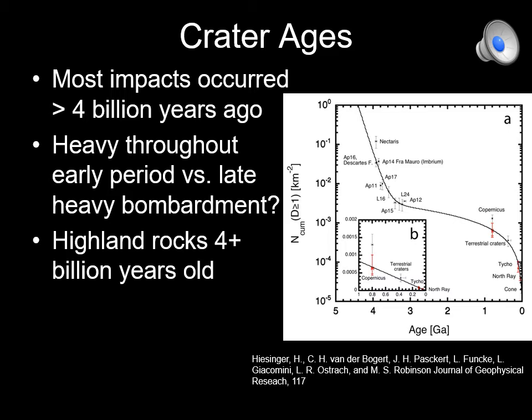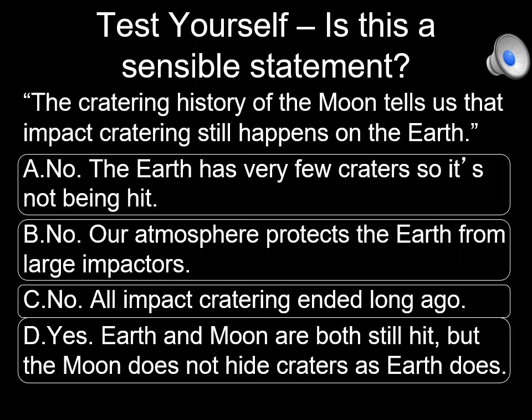After 4 billion years ago, the cratering rate dropped dramatically. For the last couple of billion years, there's been a low but relatively constant number of impacts on the moon's surface. Remember that this means there's been a similar level of impact cratering on the Earth over this period as well. We'll come back to this later. What should this tell us about current impacts with the Earth? Click on your choice when you've got it figured out.